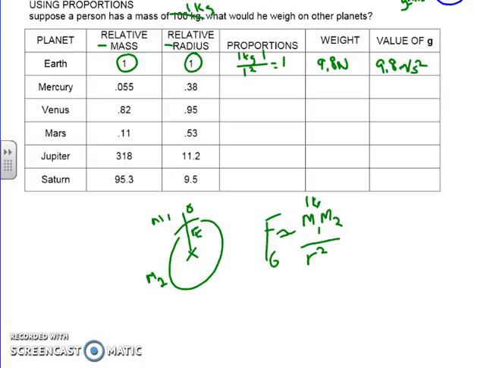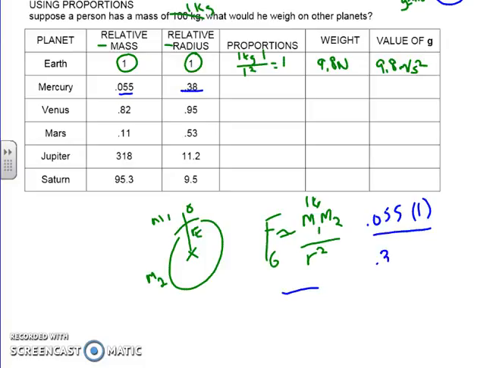So let's see what happens if we go to a planet like Mercury. Looking at the proportions, I see that Mercury has 0.055 the mass of the Earth. So for one of the masses up here, I put 0.055. That's its relative mass to the Earth, multiplied by 1, the mass of the object we're bringing there. And then we divide it by how far away we are from Mercury's center, which is 0.38 that of the Earth's radii.